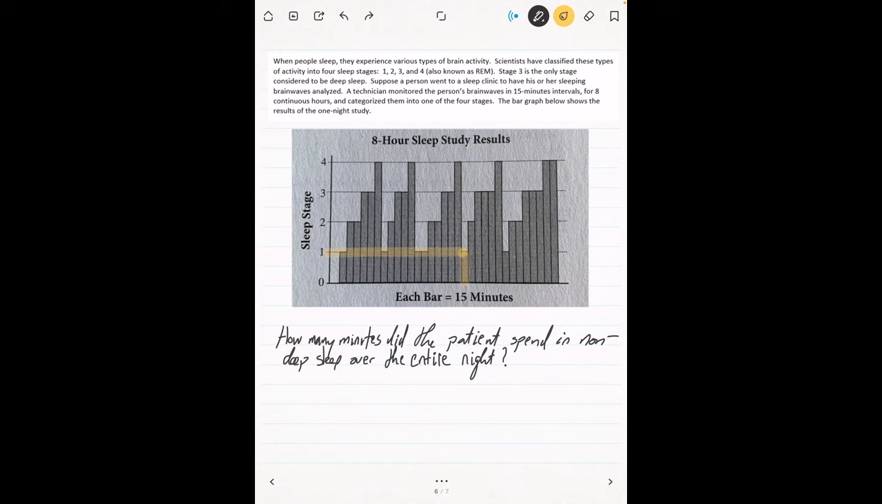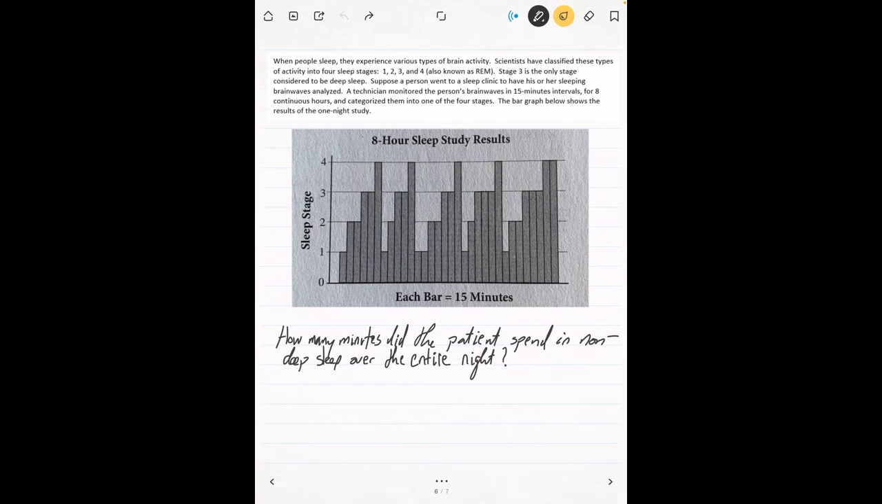Hopefully you're seeing here that these stages of sleep are cyclical. You go in and out of the different stages of sleep. From stage 1, 2, 3, back to 1, 2, 3, back to 1, 2, 3. It's a cycle, okay?